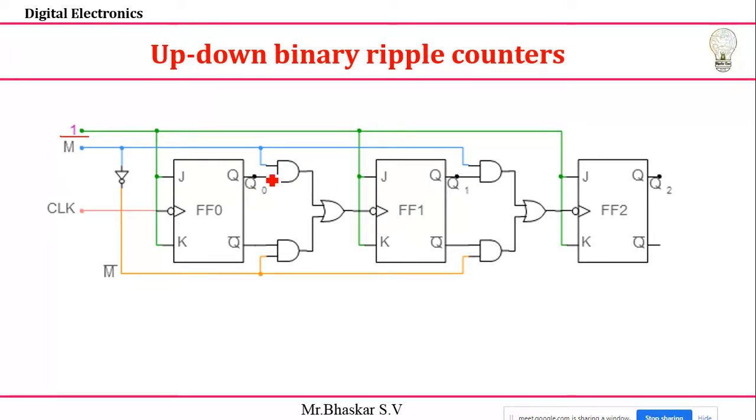But the outputs, I'm not going to connect directly to here. Instead, I'm going to use one structure. Carefully see that structure. I already told that if you connect my Q value to here and Q value to here, then that counter is called an up counter. If you connect Q bar to here and Q bar to here, it is a down counter. I need to decide what action needs to take place.